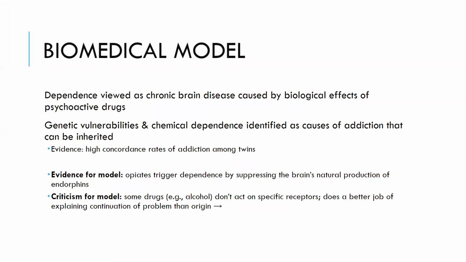So this could be any type of drug across any of the categories that we just discussed. At the end of the day, genetic vulnerabilities and chemical dependence are identified as the cause of addiction, and these are things that can be inherited. These can also be things that can be learned potentially through persistent use.